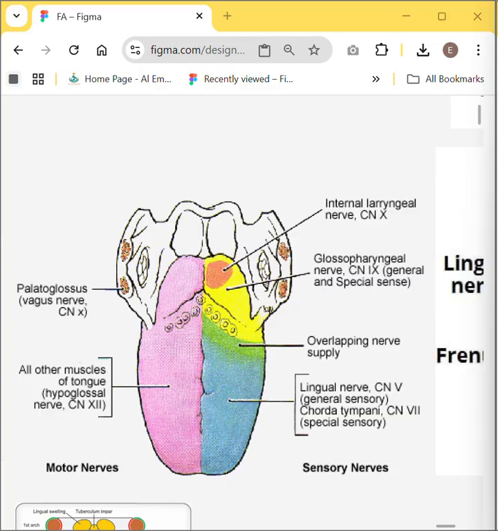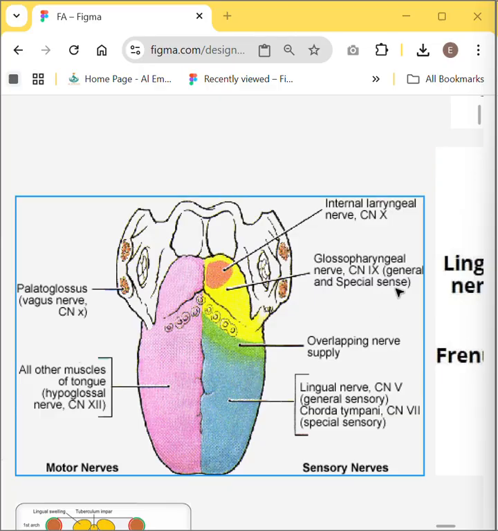Now the posterior one-third of the tongue is a little different. When we talk about the posterior one-third of the tongue, we're going to talk about cranial nerve 9, which is the glossopharyngeal nerve. So the posterior one-third is supplied by the glossopharyngeal nerve, which is cranial nerve 9. This comes from the third pharyngeal arch, and if you remember, our third pharyngeal arch was part of creating the posterior one-third of the tongue. This is the only part where one nerve does both sensation. So glossopharyngeal is responsible for tasting and general sensation.